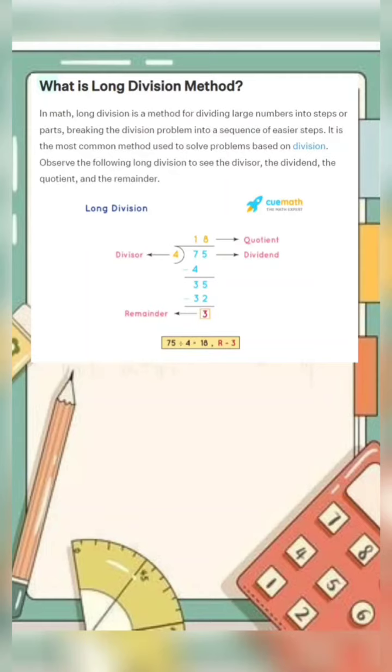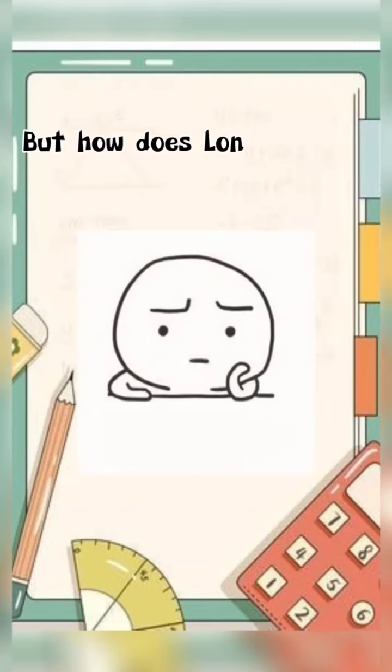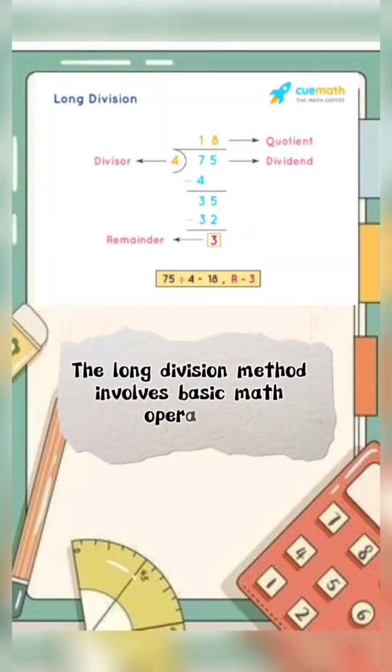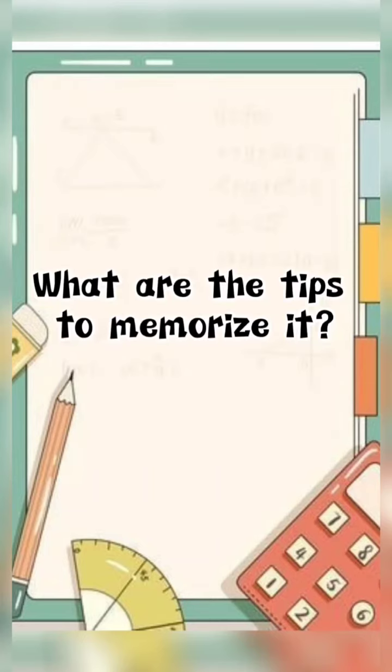Observe the following long division to see the divisor, the dividend, the quotient, and the remainder. As for our syllabus, the remainder must be 0. But how does long division work? The long division method involves basic math operations. And what are the tips to memorize it?